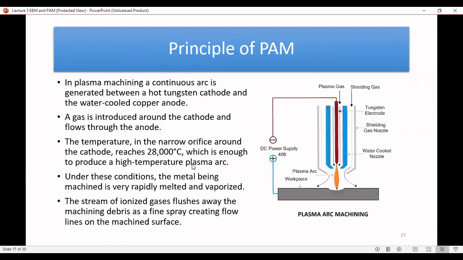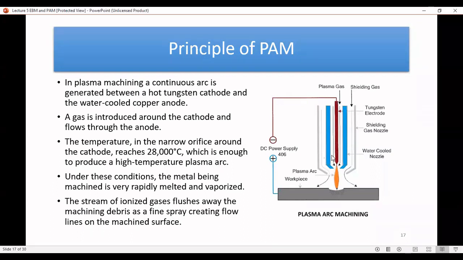So basically, as mentioned just now, in a gas system at 2,000 degrees Celsius, it becomes atoms. You heat it up in this particular process to 28,000 to 30,000 degrees Celsius. Then basically those atoms become ions and also free electrons. Under these conditions, the metal being machined is very rapidly melted and vaporized, and the stream of ionized gas flushes away the machining debris as a fine spray, creating flow lines on the machined surface.